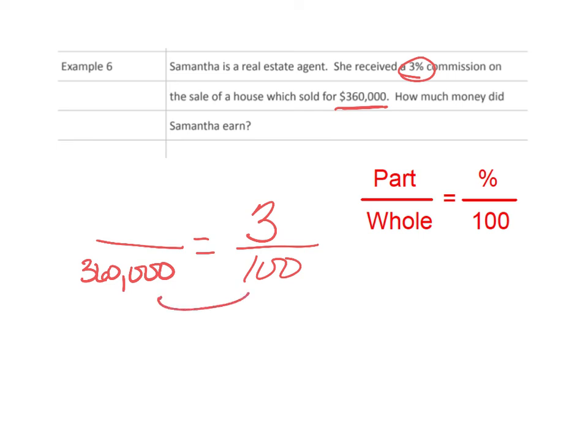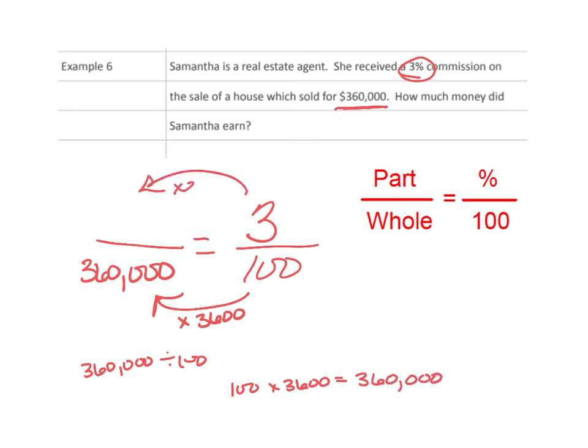Well, let's figure out what we multiply here. Let's do 360,000 divided by 100. Double check your numbers. Make sure you put in the right zeros. We're basically multiplying by 3,600. Okay, so if we do 100 times 3,600, that's going to give us our 360,000. So we're going to take that 3 times 3,600. And when you multiply that together, you get $10,800. So she sold a house and she earned $10,800.